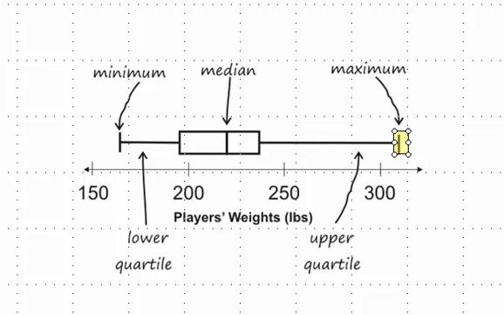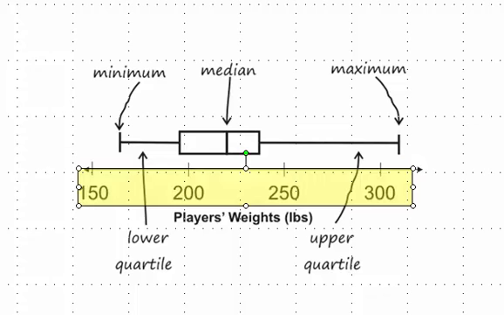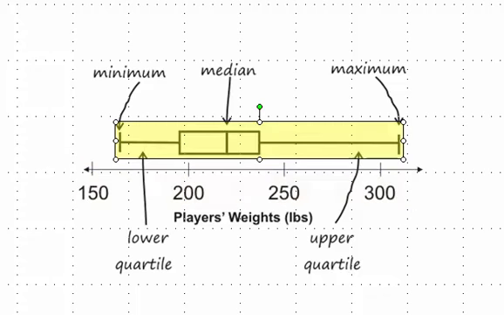How did I figure that out? I read the number line that's below this box and whisker plot. The number line's right here. Whenever something appears on this number line, a player, for instance, that's what his weight is. Now, how many players are recorded in this box and whisker plot? The answer is we have no idea.